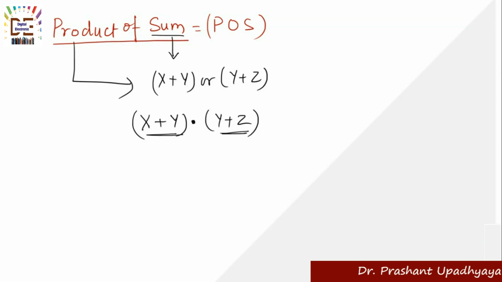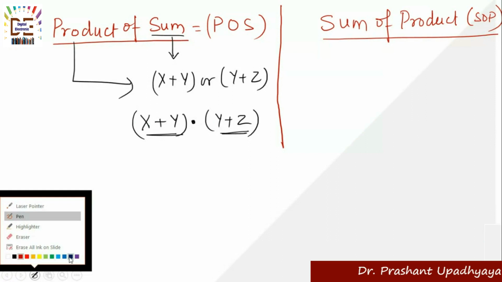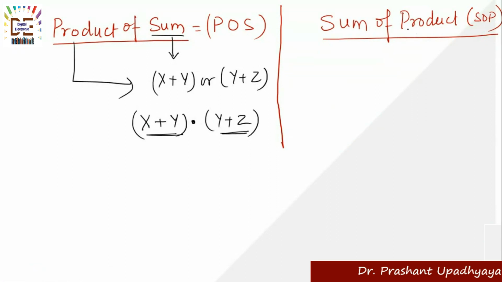Similarly, we have a sum of product, which is known as the SOP. In this, what you have to do is take a product. Let's say AB is a product, or BC. And you have to do the sum of it, that means AB plus BC. So this is your sum of product, and the earlier one is the product of sum.